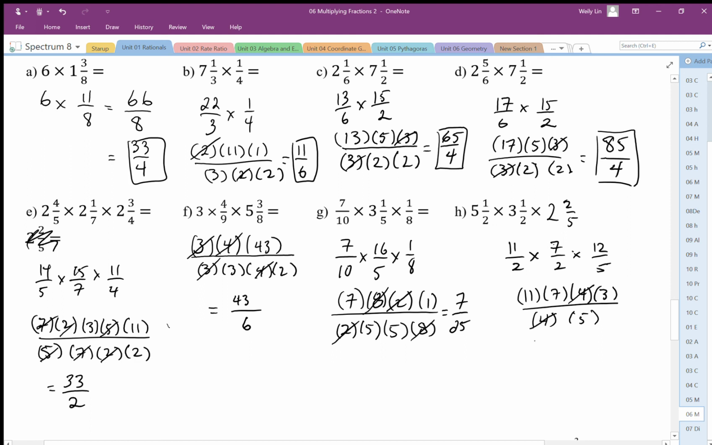So I'm left with 11 times 7 times 3, so that's 21 times 11, which will be 231. And that's all over 5. So that's my simplest form because we know that there are no common factors shared top and bottom.